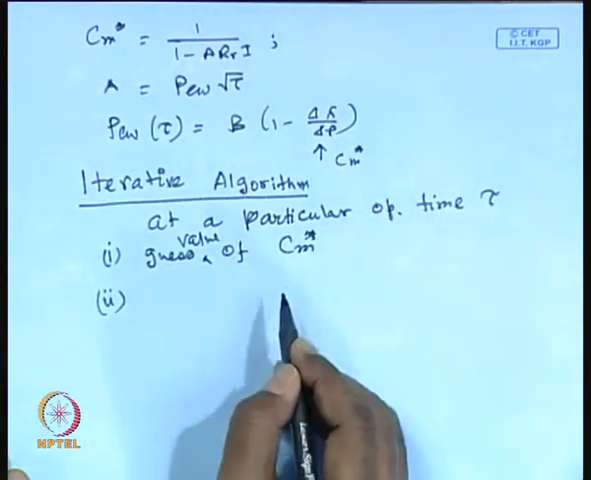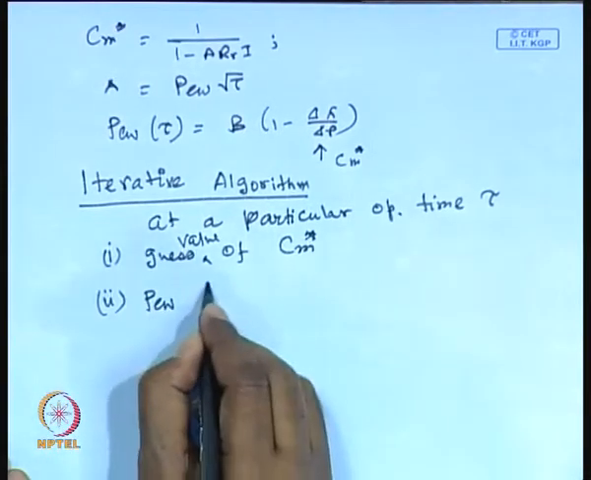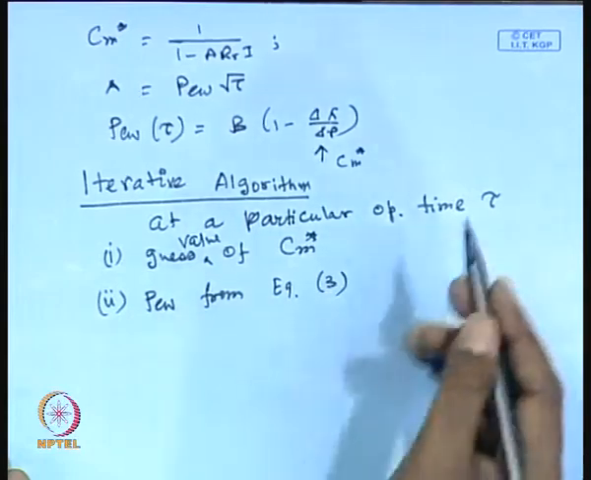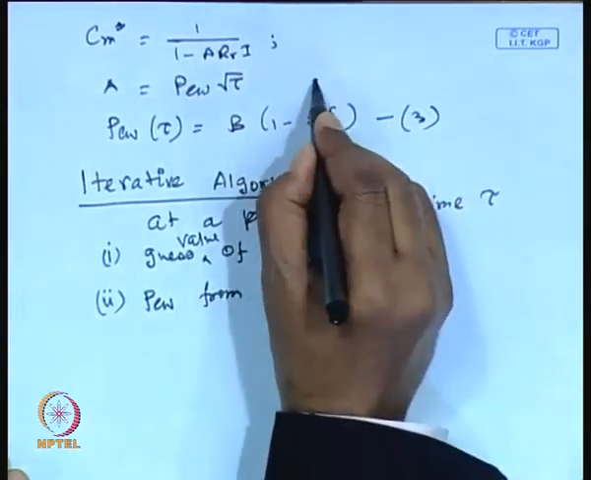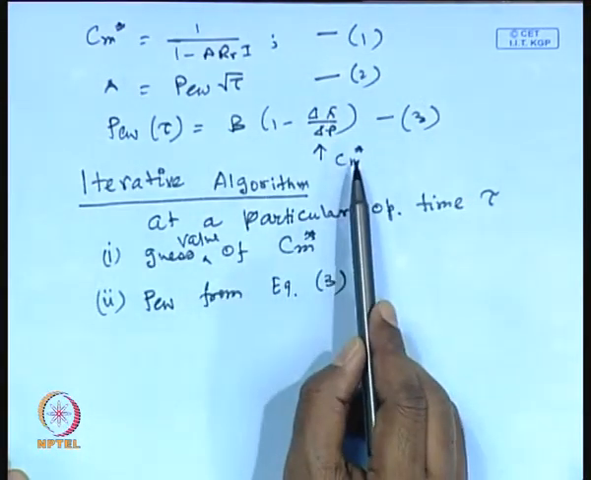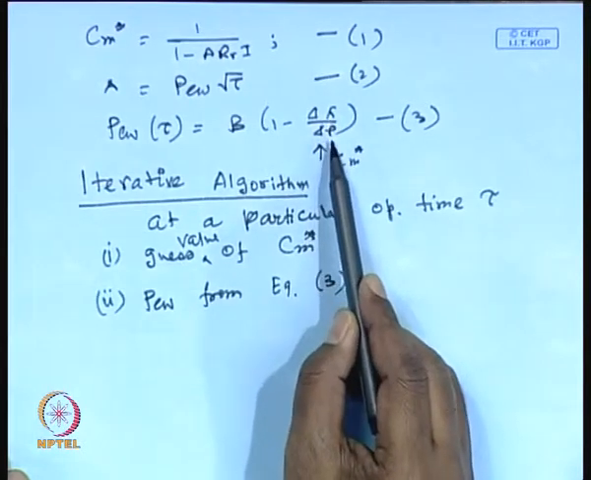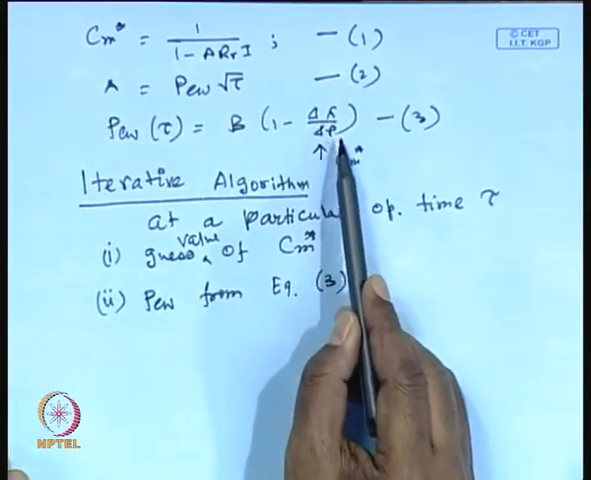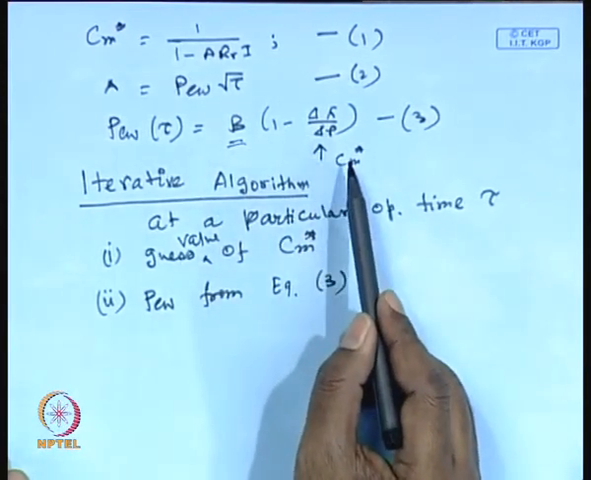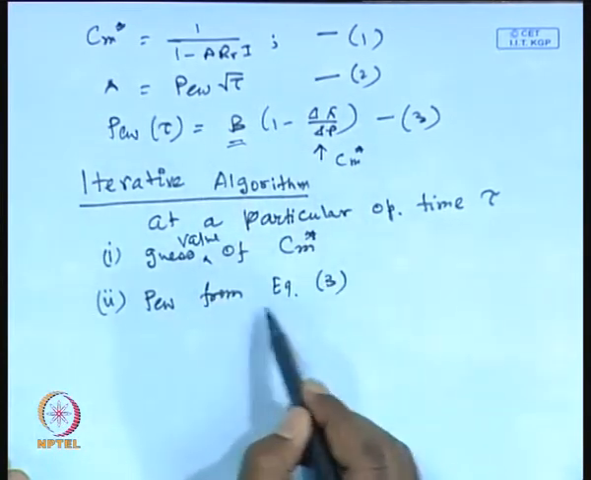Once you guess the value of Cm star, you can calculate Pw from equation number 3. What is equation number 3? From here, let us say 3, 2, 1. Okay. So, you know the value of Cm star because you have already guessed it, and this is a sole function of Cm star. Delta P is the operating pressure, operating condition that is known to you because you are setting it. B is a parameter, all the values are known to you. Okay, LP, membrane cell radius, and so on and so forth. So, you can get the value of Pw.